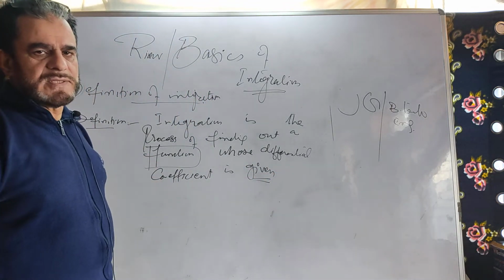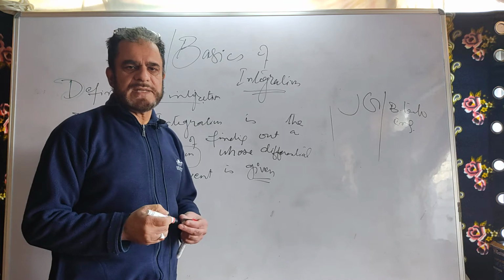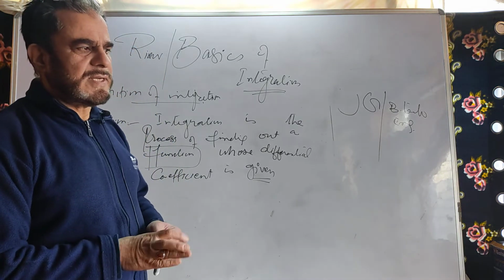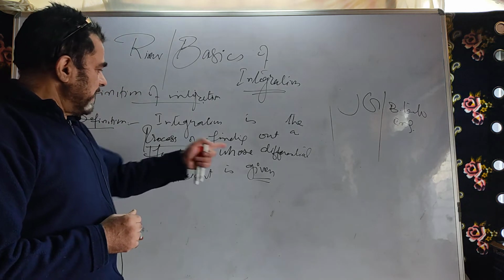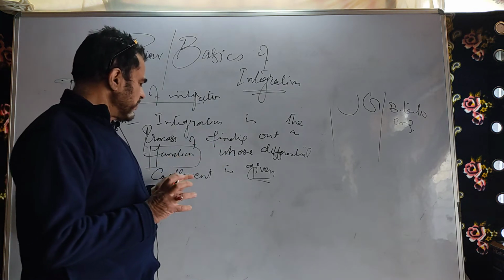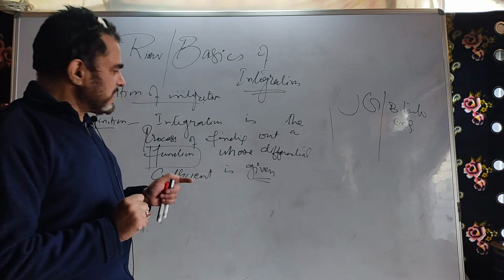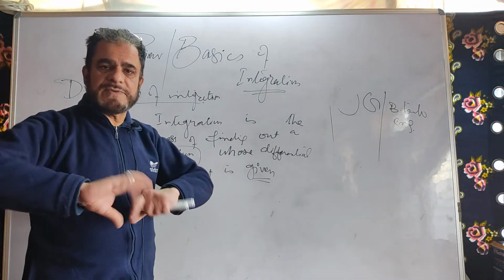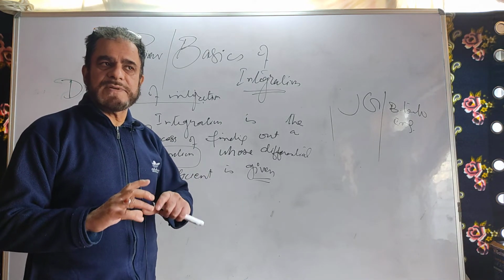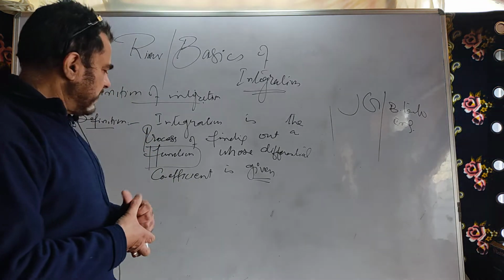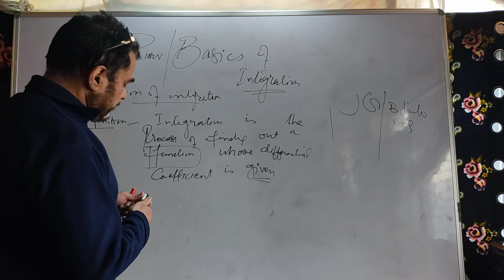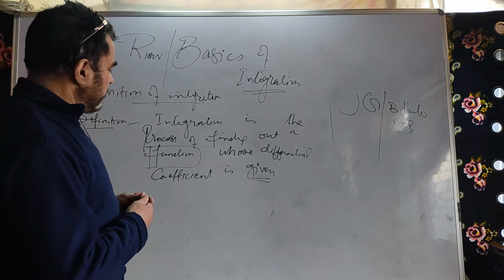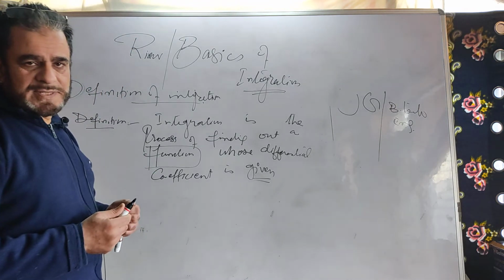You might have come across such definitions in your previous class, higher secondary part 2, which we say 12th class. It is the process of finding out a function whose differential coefficient is given. Some authors define it as the reverse process of differentiation. That is also in some way correct. Well, what does this mean? A process of finding out a function whose differential coefficient is given.